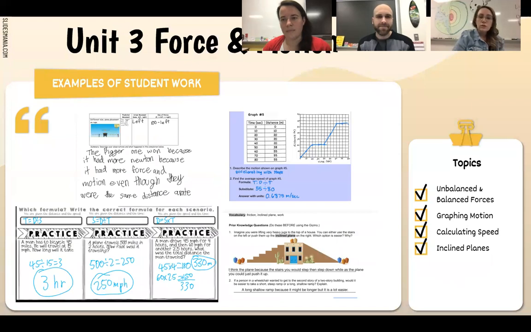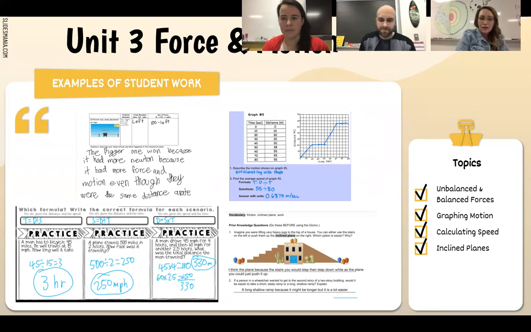And Unit 3 is our force and motion unit. We talked about balanced and unbalanced forces, which is that top left picture. That was one of our gizmos, which is our interactive lab simulations that we are able to do. And then we went to graphing motion.